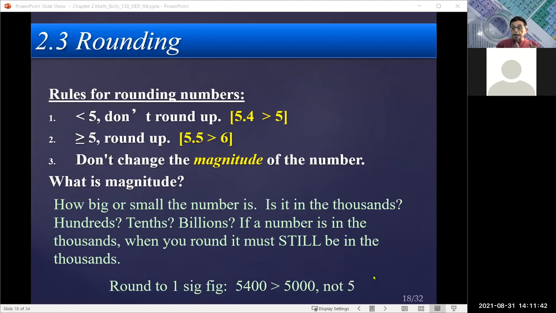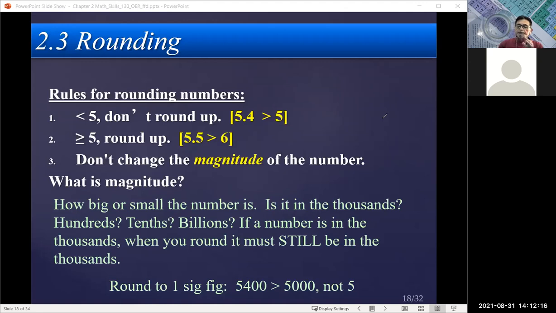And so if we're rounding to 1 sig fig, 5400, that's the first digit. We look at the neighbor and it's less than 5, so that 4 becomes 0. Then that number becomes 5,000, not 5. Because if you drop those zeros, you change the value, you change the magnitude. Which would you rather have? $5,000? What if this was money? Or $5? It's a big difference there, right? So be aware of the magnitude of the number that you're working with.